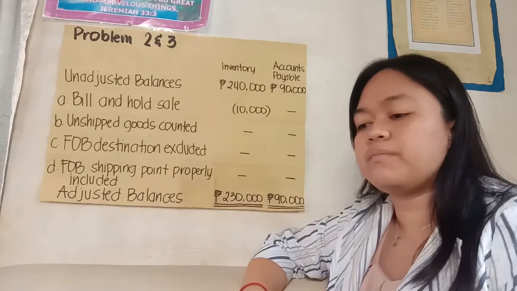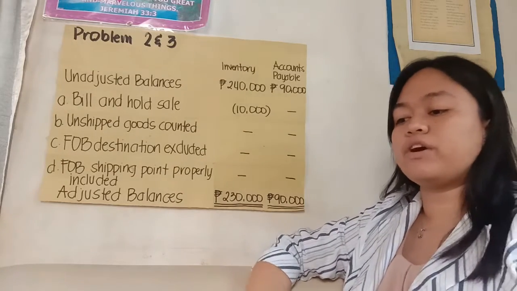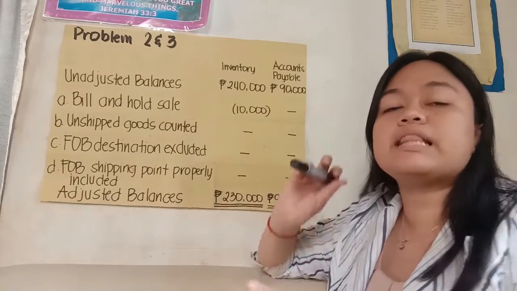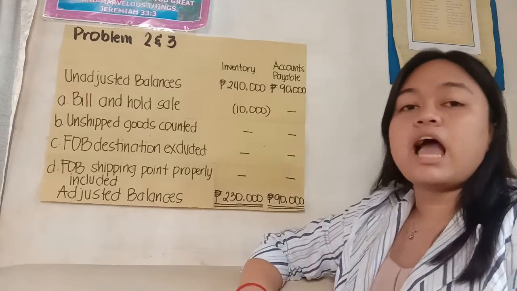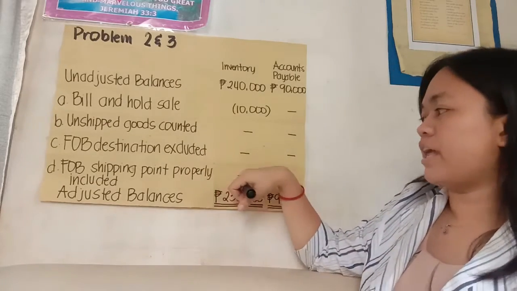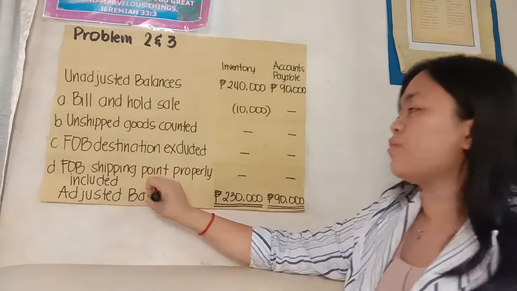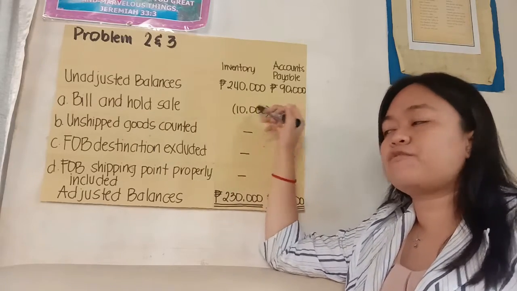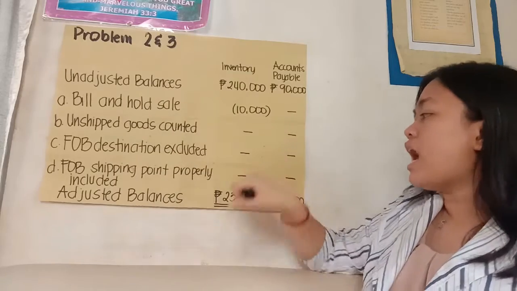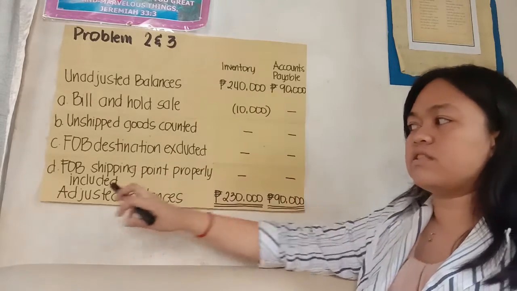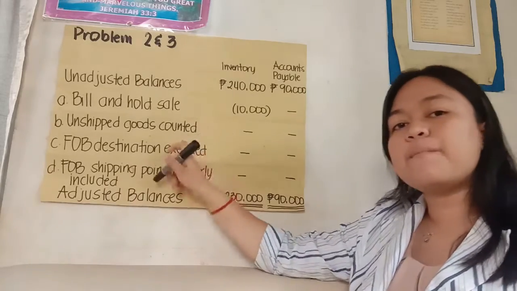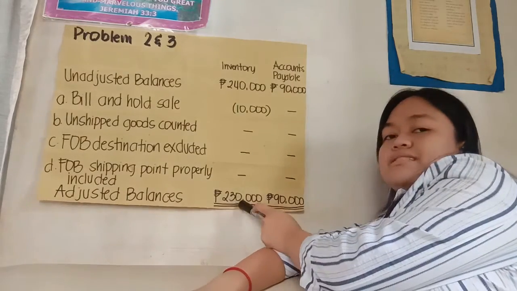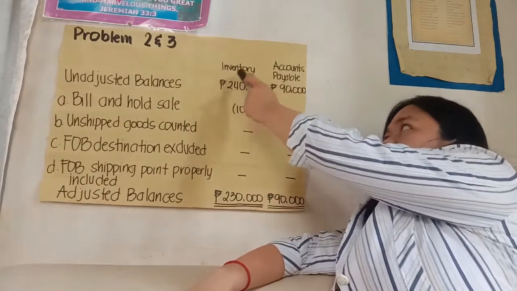The 30,000 pesos was recorded on December 31, 20x1, but it was not recorded in the inventory. It was included in the goods in transit, so we don't have any entry with that. So to get the adjusted balance, we must do 240,000 pesos deducted by the 10,000 pesos from the bill and hold sale, which would be 230,000 pesos. That would be the adjusted balance for December 31, 20x1 for the ABC Corporation, for inventory only.